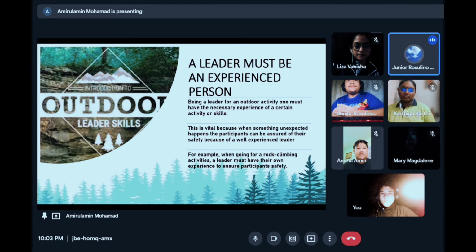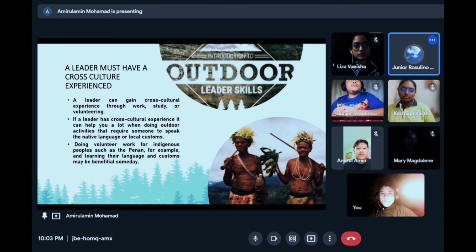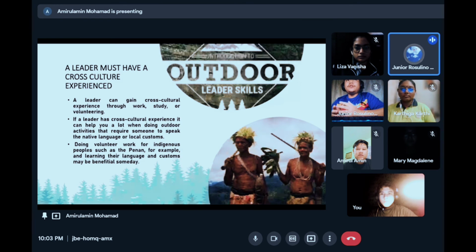Okay, next. A leader also must have their own cross culture experience. The leader can gain this cross culture experience through work, study, or volunteer. If the leader has the cross culture experience, it can help them a lot when doing outdoor activity that requires speaking the native language or following local customs. By doing volunteer work for indigenous people such as the Penan, for example, they can learn their language and customs that can benefit them someday while doing outdoor activities.